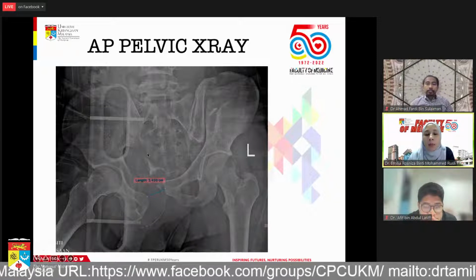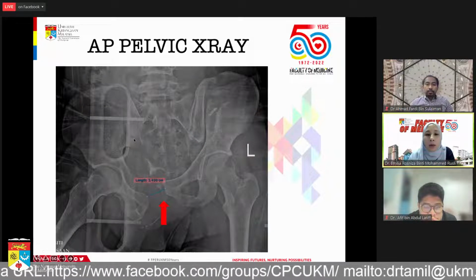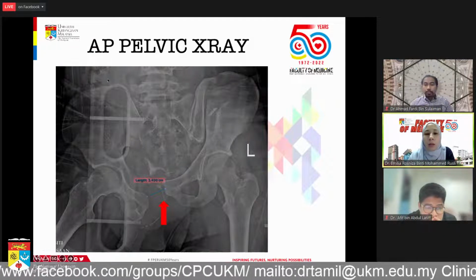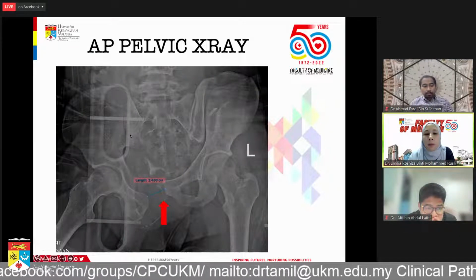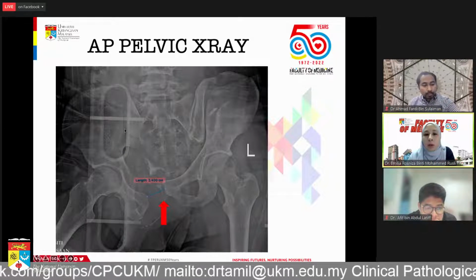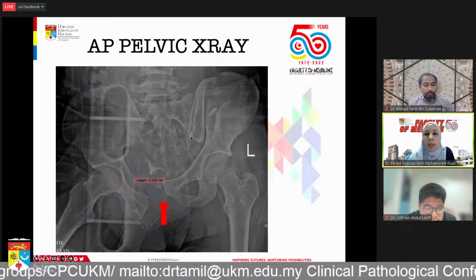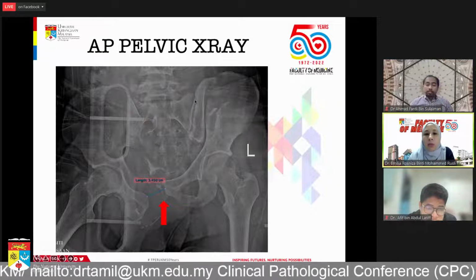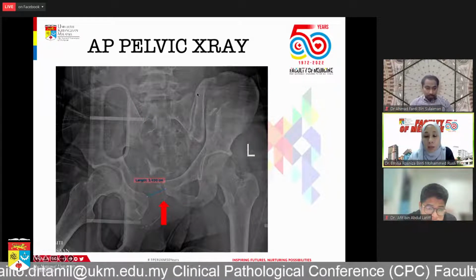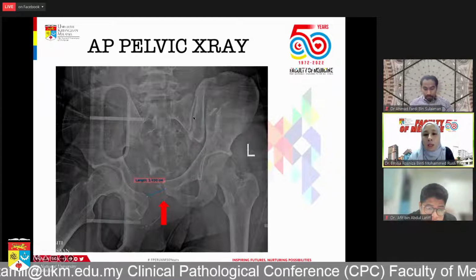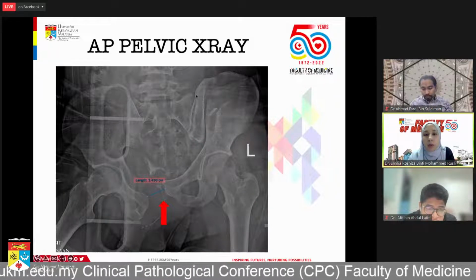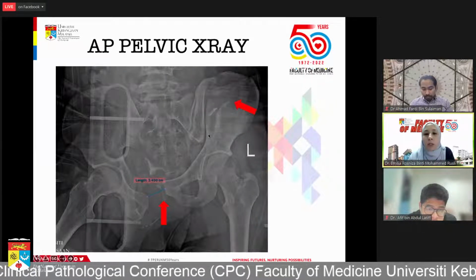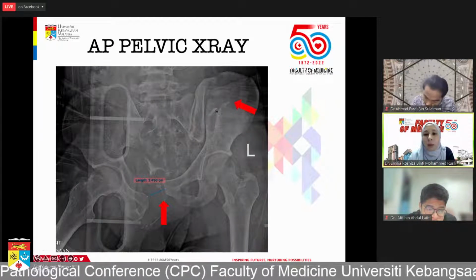So let's have a look at the right sacroiliac joint. The right sacroiliac joint is slightly obscured by the presence of the spleen here, but it doesn't look widened. And if you look at the left sacroiliac joint, the image is slightly rotated, but it's still intact as well. There's no obvious widening of the joint. But what you see is that there is a comminuted fracture involving the left iliac bone.